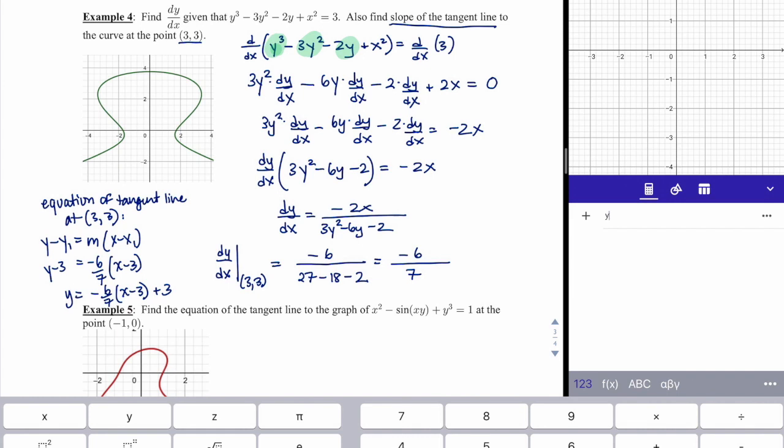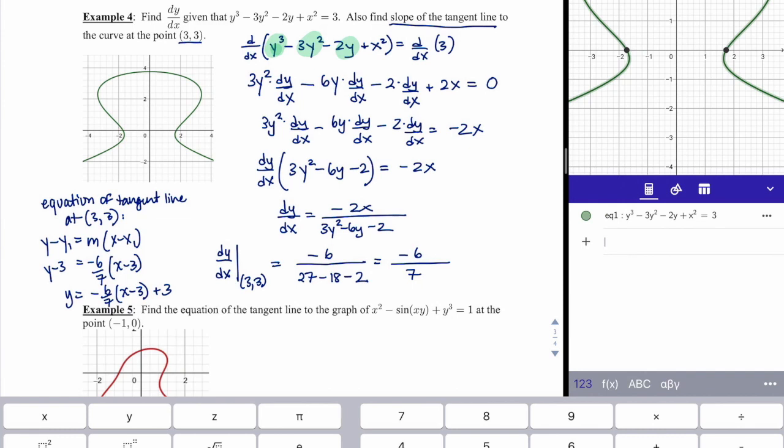So let's do y cubed. Get the plot of the function first, or the relation, y cubed minus 3y squared, plus, oops, I lost my minus sign here. Okay, so y cubed minus 3y squared minus 2y plus x squared equals 3. All right, so there's our plot.